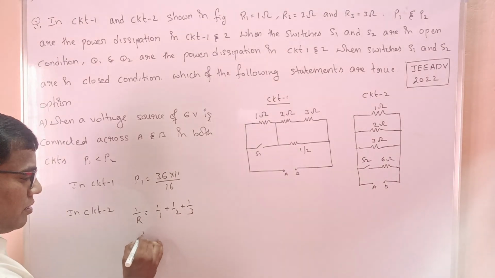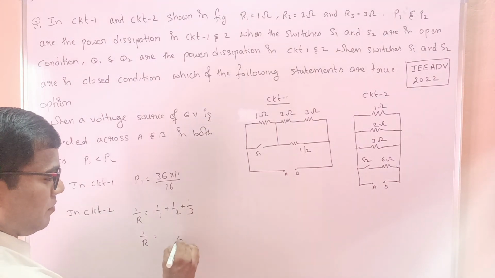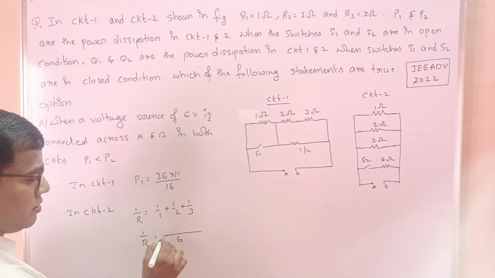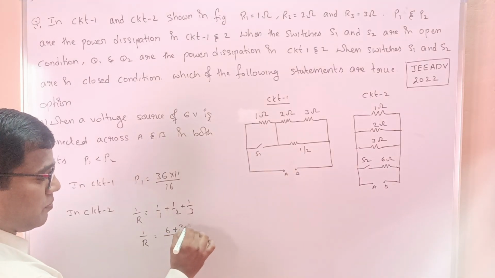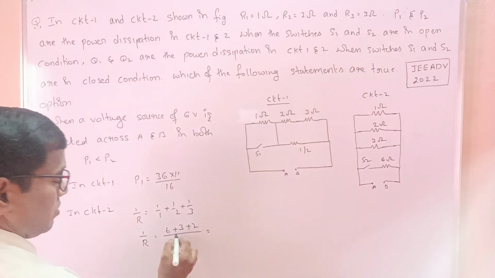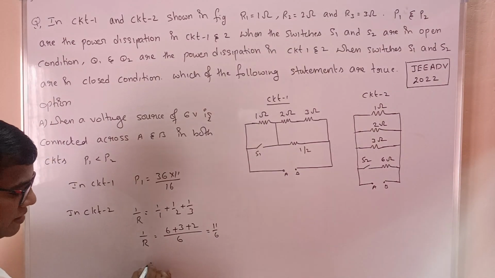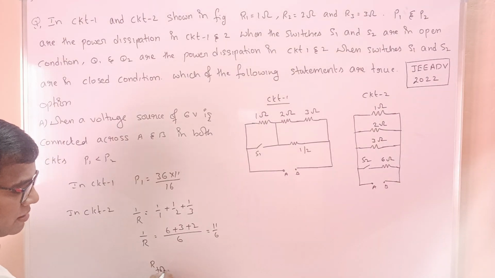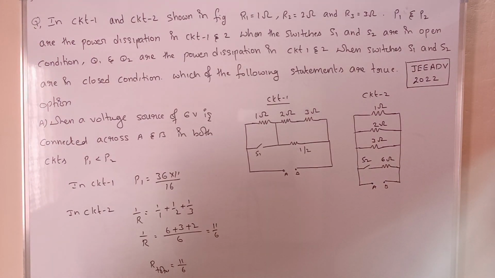We can write, we know how to do LCM, right? I will take 6 as the LCM, and you will get 6 plus 3 plus 2, 11 by 6. So R total can be written as 11 by 6 is the answer.